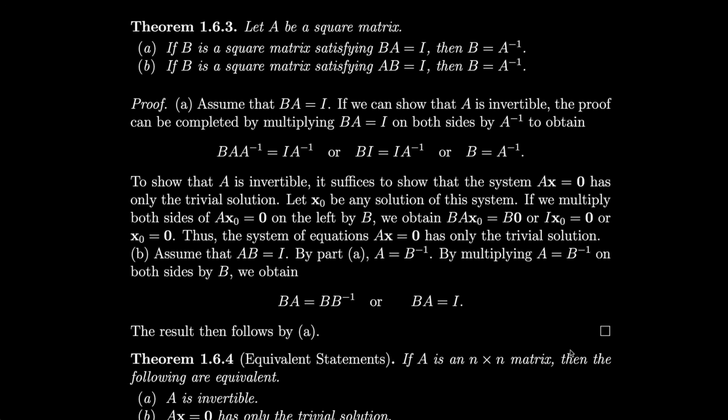Let A be a square matrix. If B is a square matrix satisfying BA equals the identity, then B must be A inverse. If B is a square matrix satisfying AB equals the identity, then B must still be A inverse.